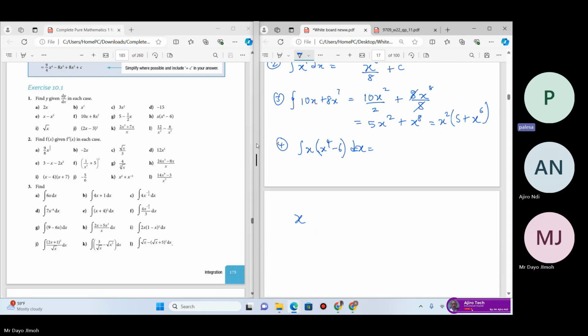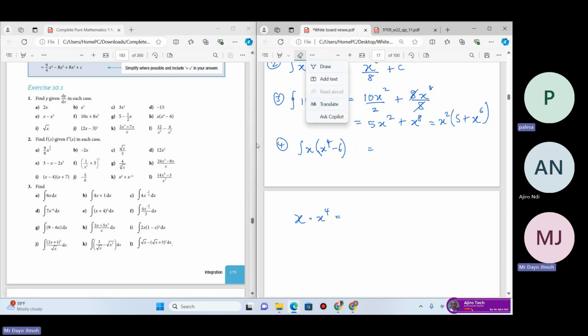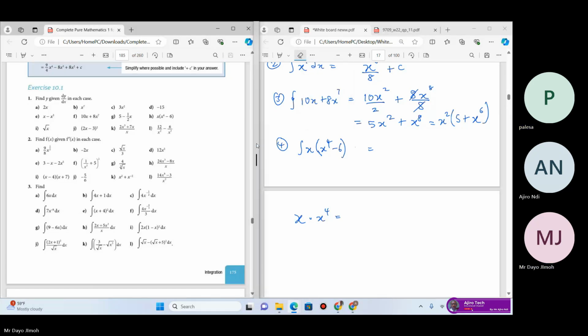So x times x to the power 4 becomes what? Wait, say, what's the x power 4? Was the x there in the question? Yes, it's in the question. Look, I'm solving this one. Can you see this question? It's x into x to the power 4 minus 6. Oh, okay, yes.